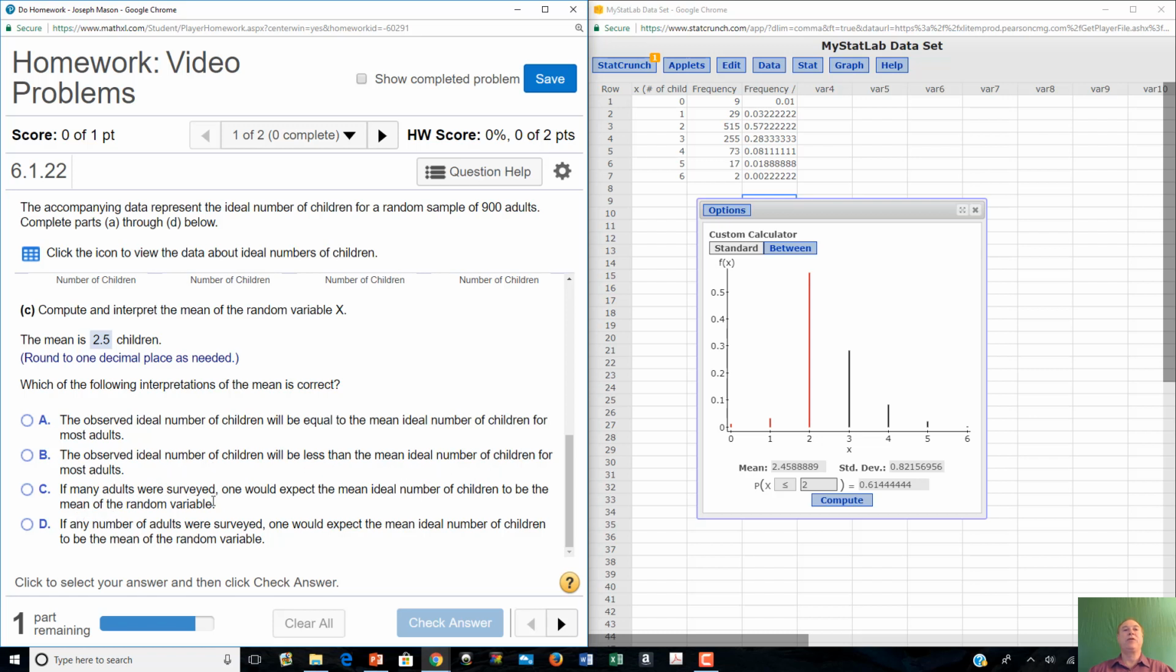If many adults were surveyed, one would expect the mean ideal number of children to be the mean of the random variable. So this is going to be if many adults were surveyed. Then the mean is going to come close to the mean of the actual value.